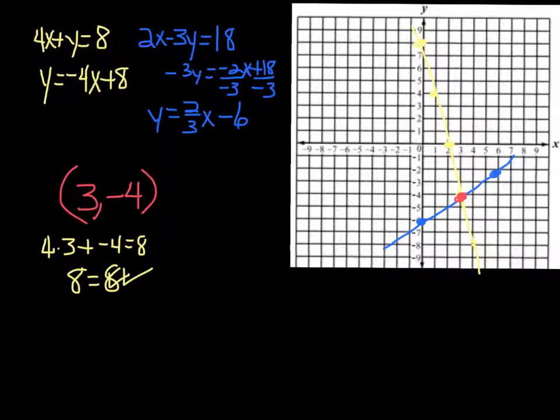Now we also need to put it into the second equation. So that would be 2 times 3 minus 3 times negative 4. Does that equal 18? 2 times 3 is 6. Negative 3 times negative 4 is positive 12. Does that equal 18? Yes, it does. And so it worked in both equations, so we did get the correct solution.